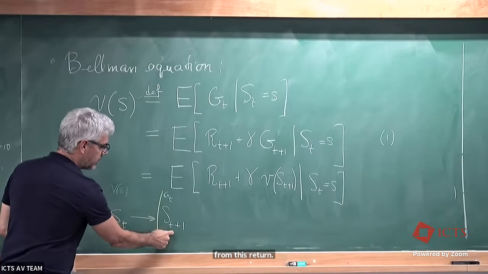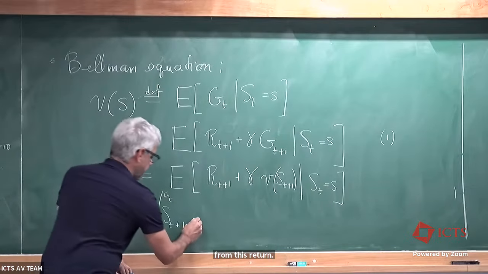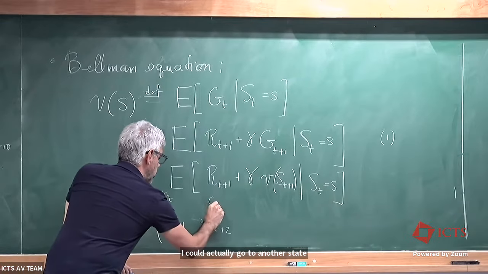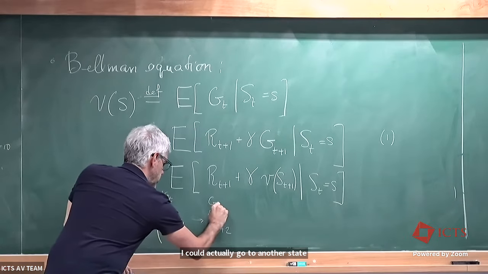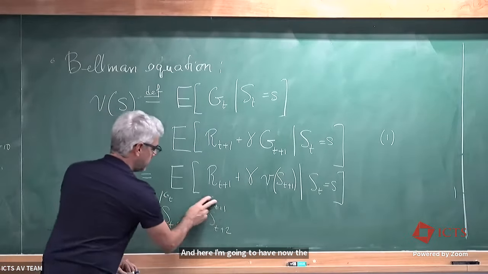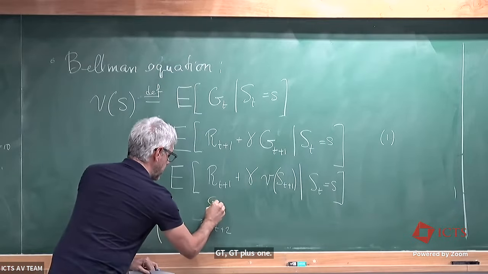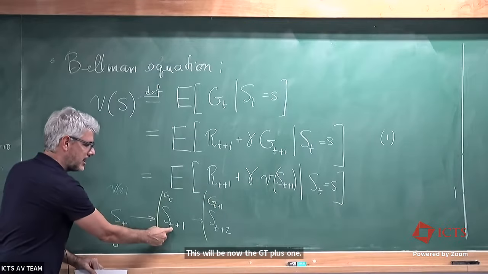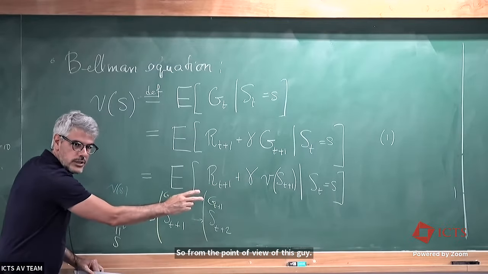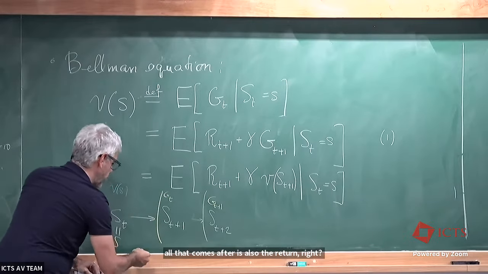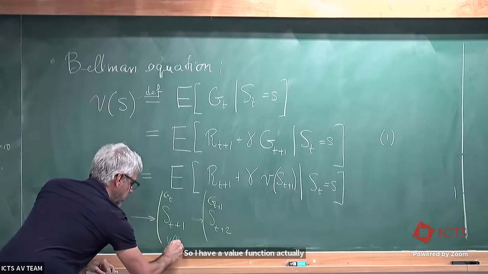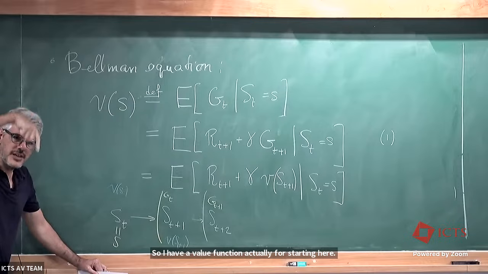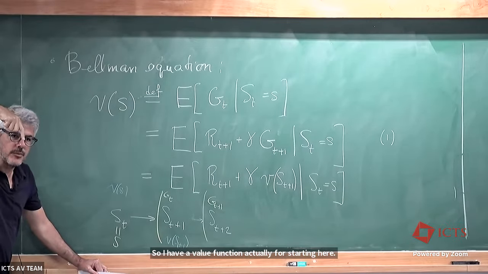But suppose now I look at all the states that I reach here. I could actually go to another state, and here I'm going to have now the G_t plus 1. So from the point of view of this state, all that comes after is also the return, right? So I have a value function actually for starting here at t plus 1. It's just that the state that I take inside is a random variable.